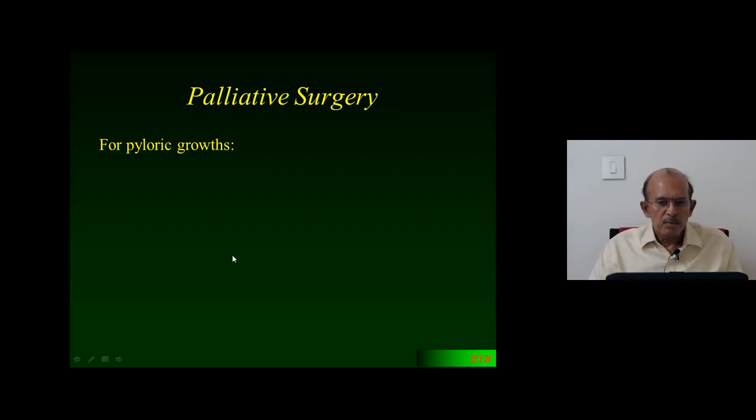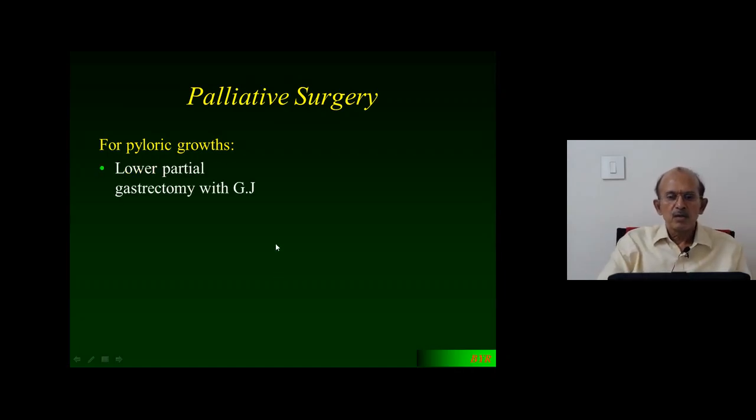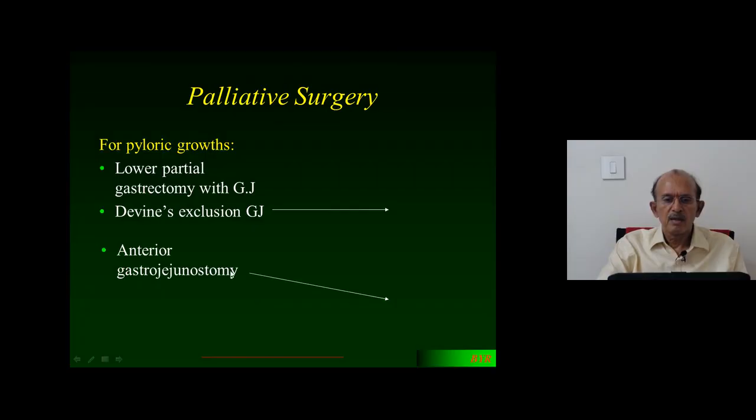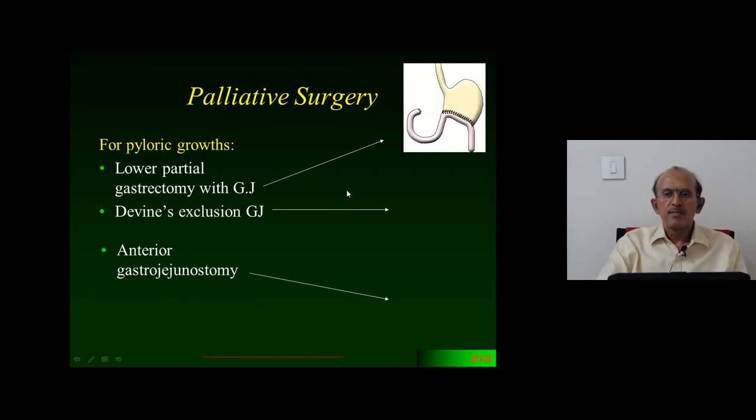Yes, the simplest thing is to do a gastrojejunal anastomosis. So the options being lower partial gastrectomy with gastrojejunostomy, Devine's exclusion gastrojejunostomy, and anterior gastrojejunostomy. So this is lower partial gastrectomy followed by gastrojejunal anastomosis. Why do you want to do lower partial gastrectomy? It is a palliative surgery. Why do you want to do gastrectomy?